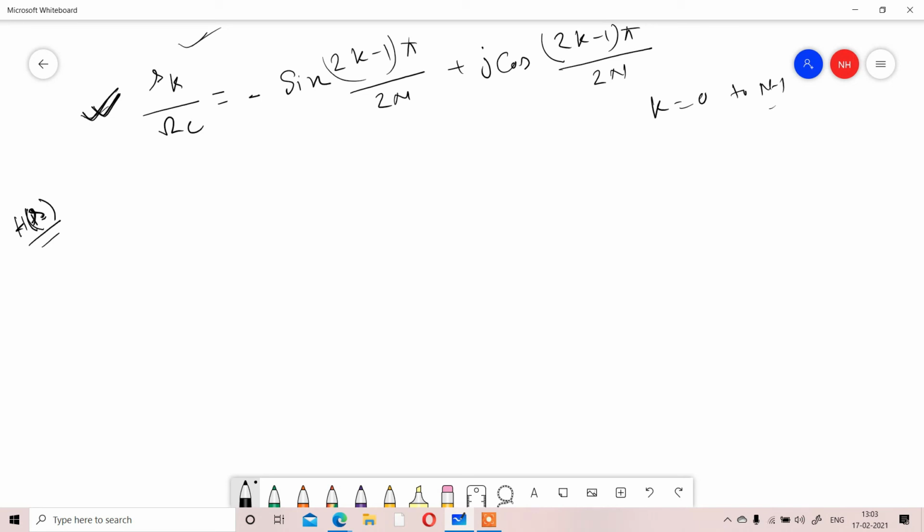Okay. So H(s) will be what? Depending on the transfer function order. For n equal to 1. Now check it very clearly. Whenever you have got that equation, check it clearly. For n equal to 1, what will be the value of s_k by omega c?